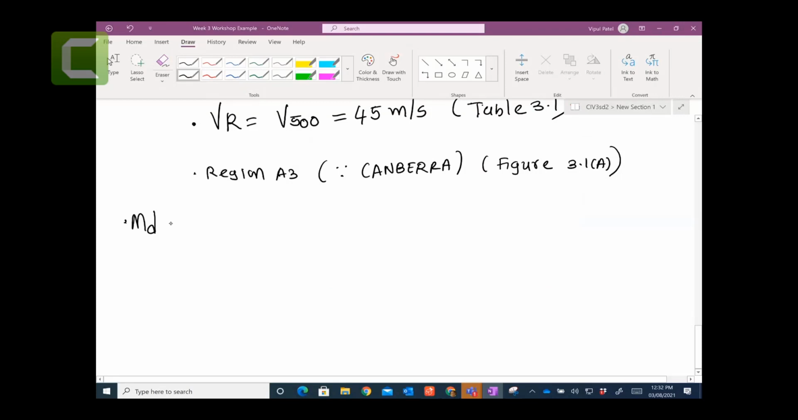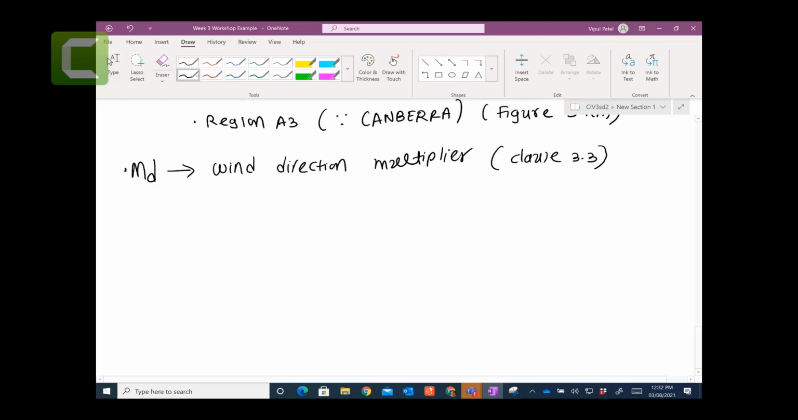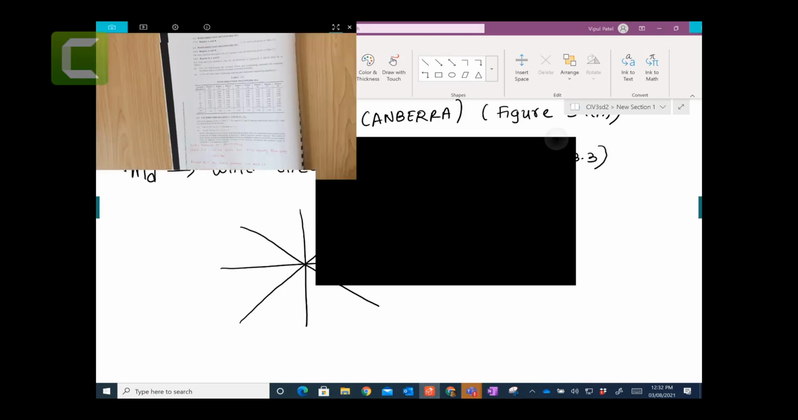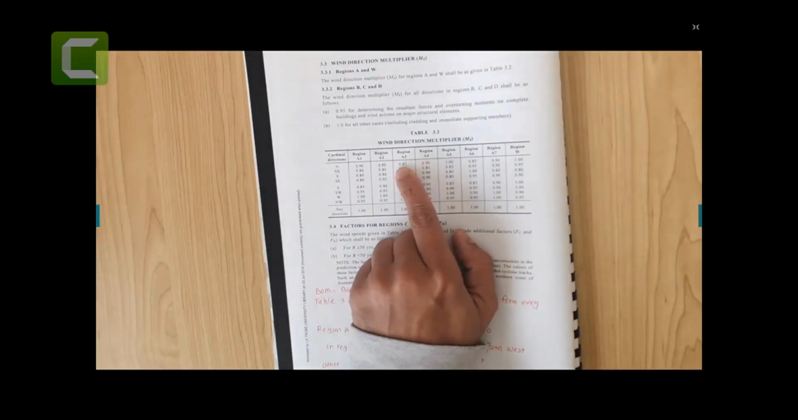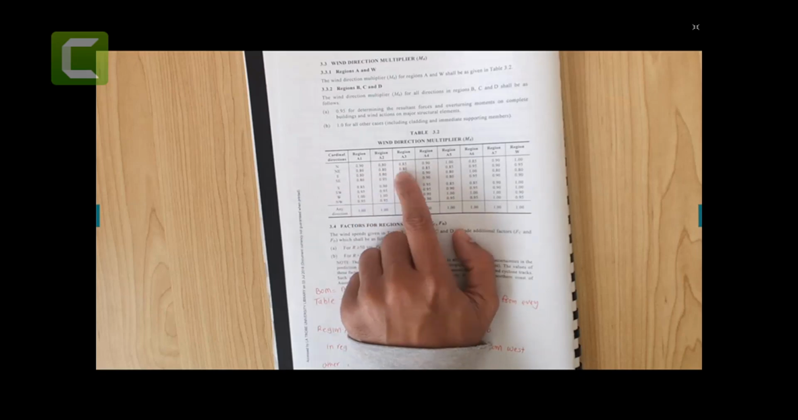This MD, let me write the name of this MD. The MD is the wind direction multiplier, and that is given in clause 3.3. Now, wind direction multipliers, let me draw it up because it has 8 different values. So you have north, you have 8 different values. Okay, let's read them with me. So what was the region again? Region A3, I believe. North is 0.85 MD value, right?